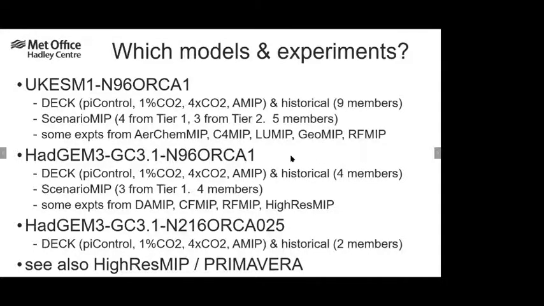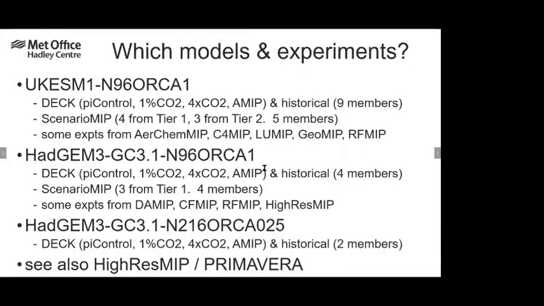For scenario experiments, we've got all of the tier 1 experiments, all of the tier 2 experiments, and for each one we've got at least 5 members of those experiments, and then also data for some experiments from selected MIPs: AerChemMIP, C4MIP, LUMIP, GeoMIP, and RFMIP as well.